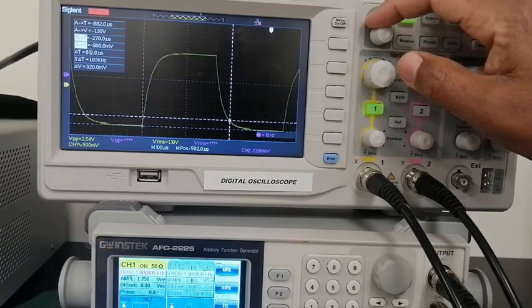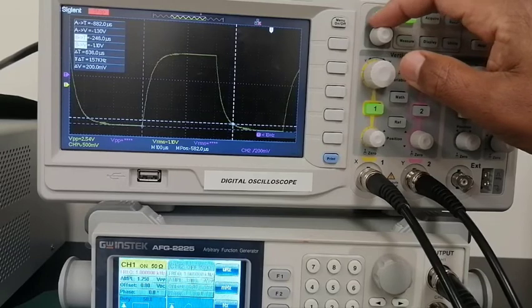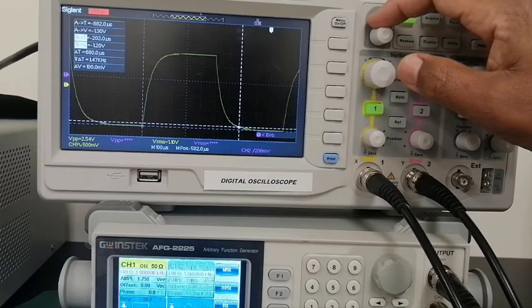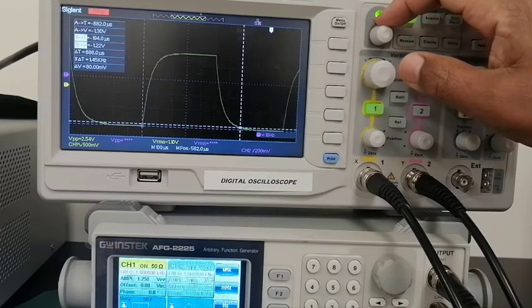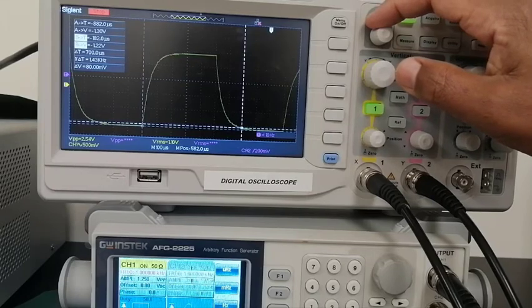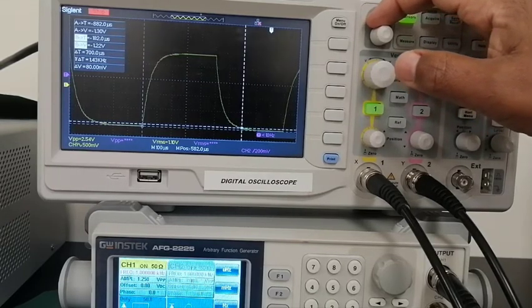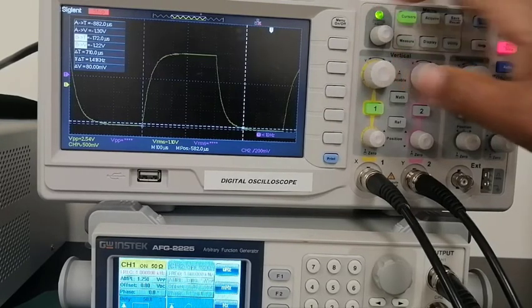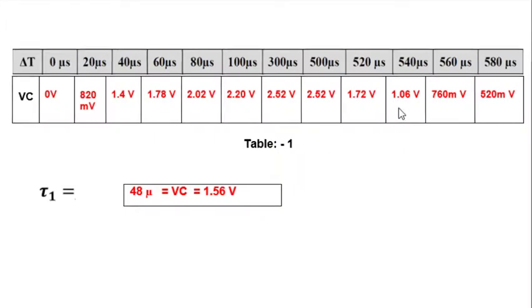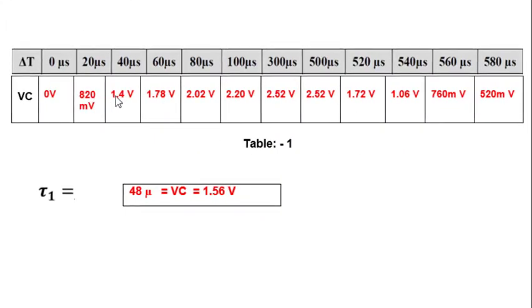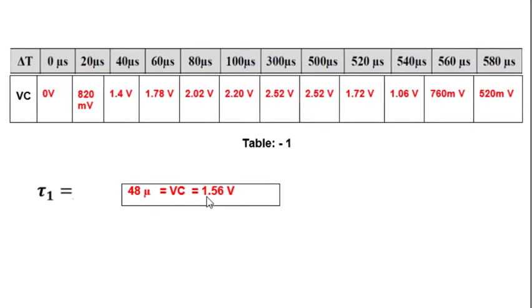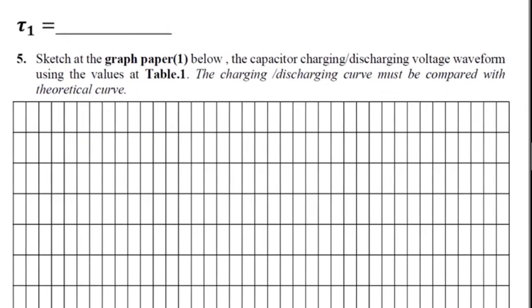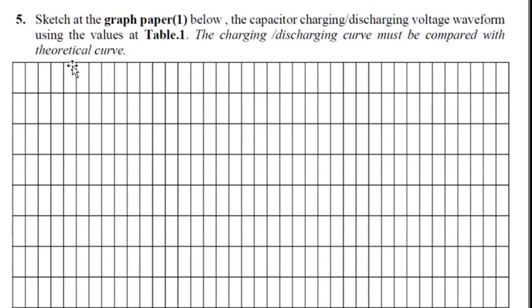If we go more, at 700 microseconds, the voltage across the capacitor is 80 millivolts. Thank you so much for watching this video. Please complete this table using the measurements that I have shown to you, and use it to sketch the graph of the capacitor charging and discharging.